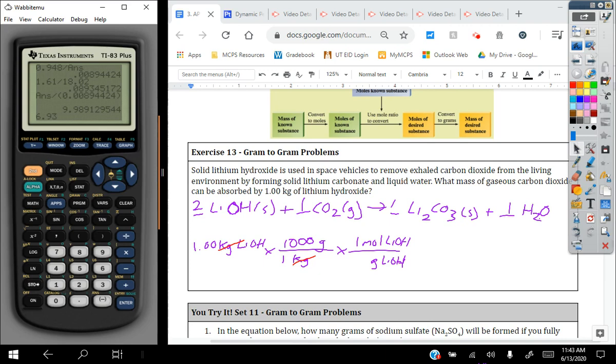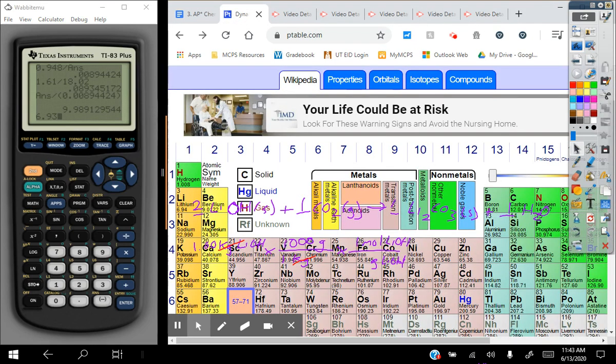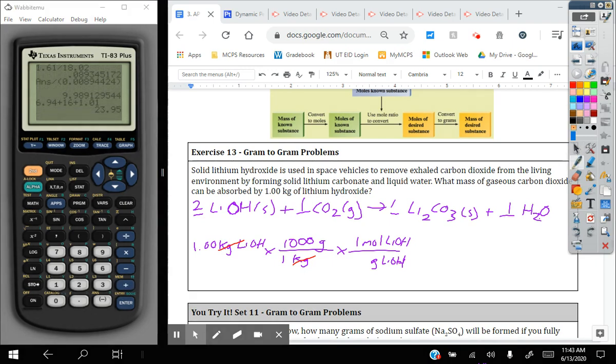Lithium, I believe, has a molar mass of 6.93. 6.94, my bad. 6.94 plus 16 for oxygen and 1.01 for hydrogen. My molar mass of lithium hydroxide is going to be 23.95 grams.